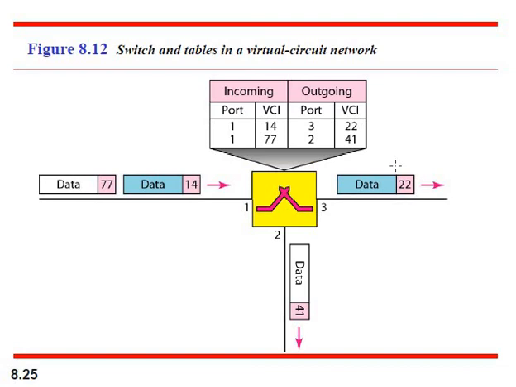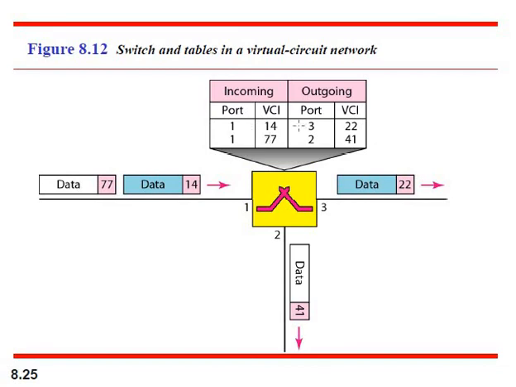This is an example of a virtual circuit in the switching. Here we have one switch where the incoming port is port number 1 and the outgoing ports are 2 and 3. Two packets are arriving, packet VCI 77 and packet VCI 14. For the first data packet 14 is the VCI, for the second packet it is 77. So these entries you can find here. Incoming port number 1, both are coming from port number 1, and the VCIs are 14 and 77.